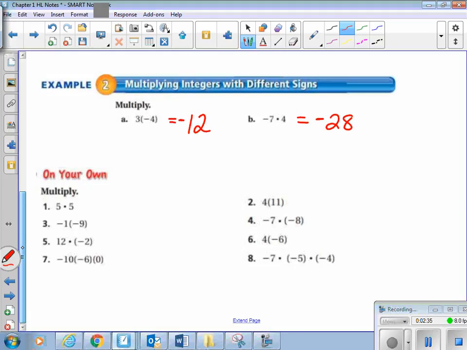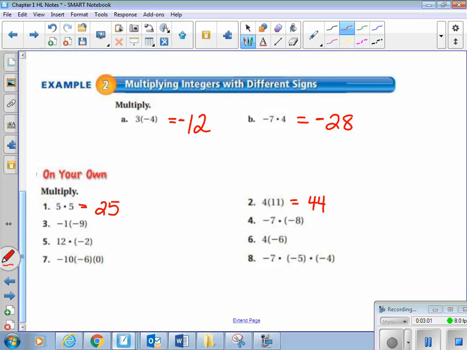Pause the video and see if you can complete the on your own problems 1 through 8, then come back and check them. Number 1, 5 times 5. A positive times a positive would give me a positive. 5 times 5 is 25. Number 2, again, same sign. Positive times a positive is a positive. 4 times 11 should have given you 44.